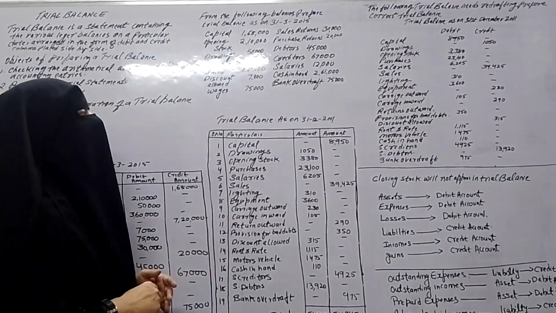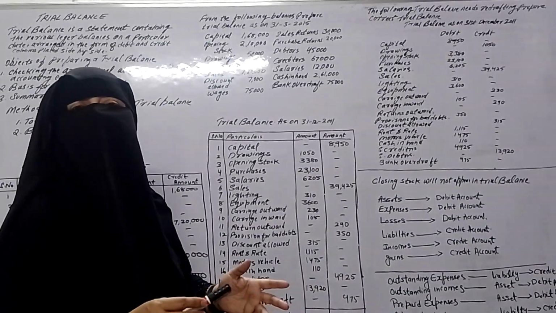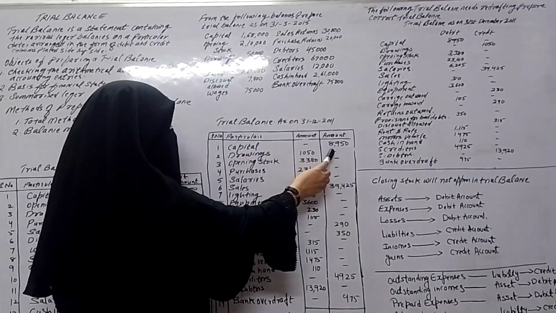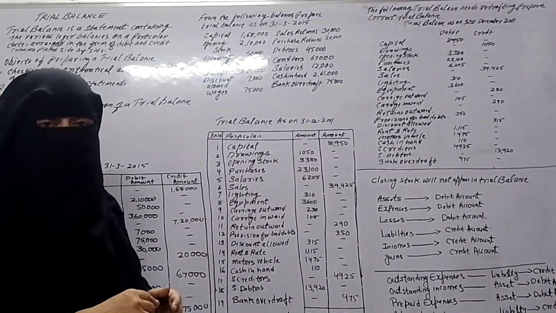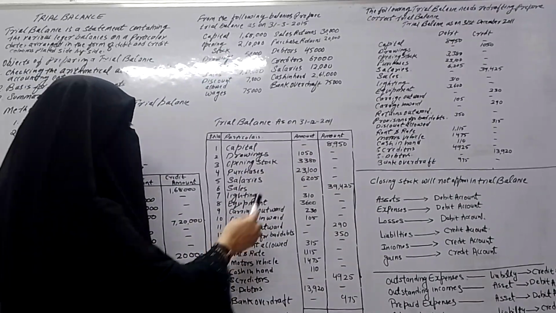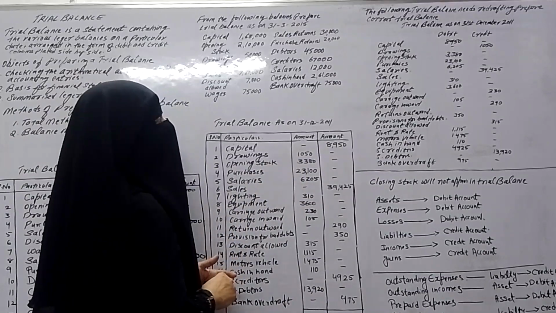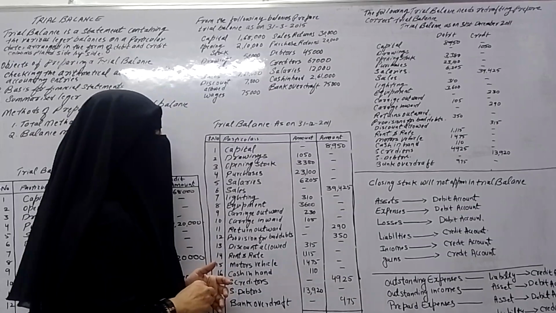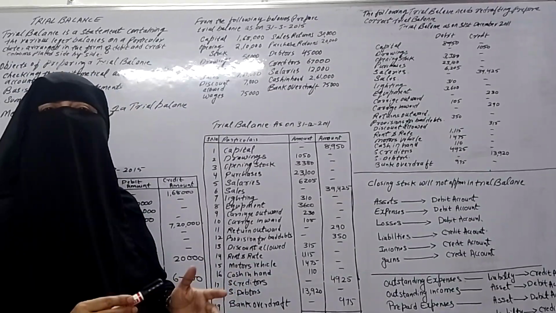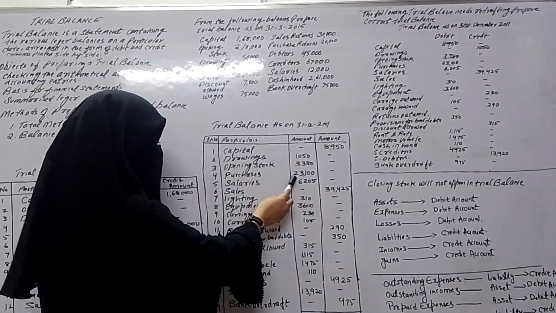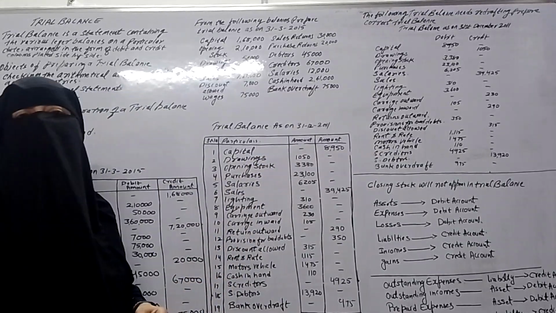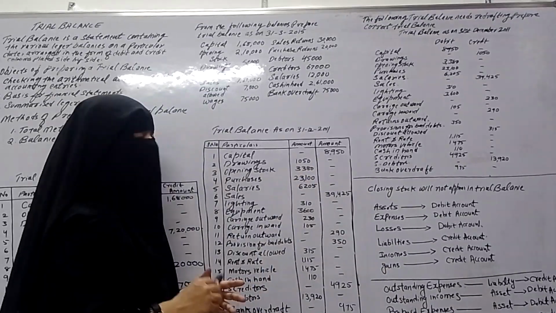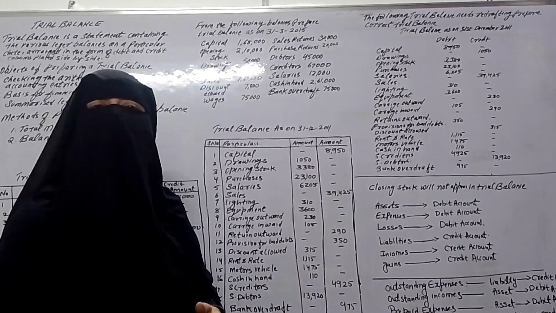The first information is capital. Capital is a liability. So it's a credit account. So credit side capital. Drawings is an expense. So it is a debit account. Debit side. Opening stock is a debit account. So debit side 3,380. Purchases is also a debit account. So debit side. Salaries is also a debit account. So debit side 6,205. Sales is an income. So it is a credit account.